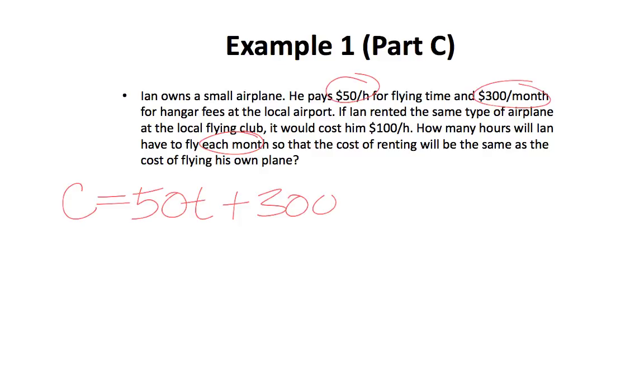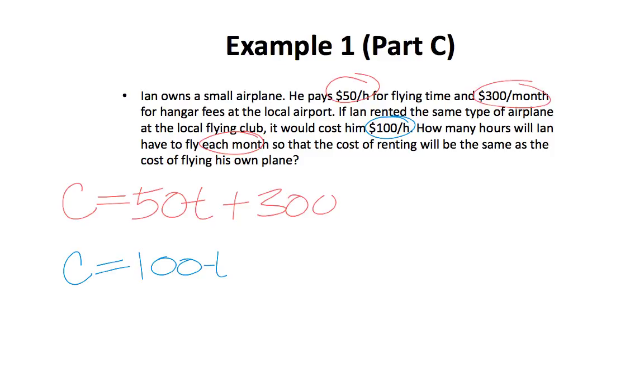Meanwhile, the local flying club charges $100 per hour. It doesn't have a monthly fee. So we can represent the fee structure at the local flying club with this equation. The cost is equal to 100T. So to recap, the local airport charges a $300 monthly flat fee, as well as $50 per hour, while the local flying club charges only $100 per hour, and it doesn't have a monthly fee attached.